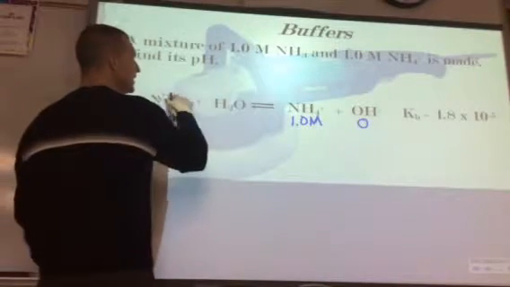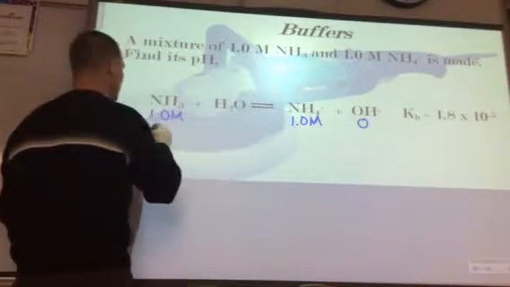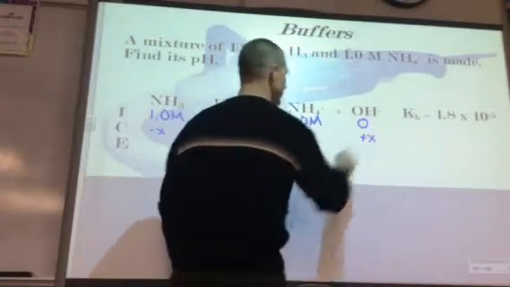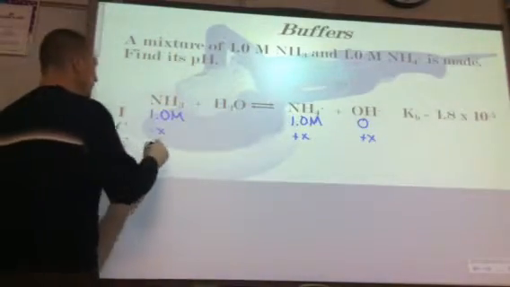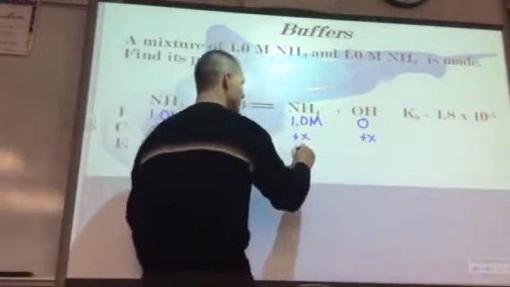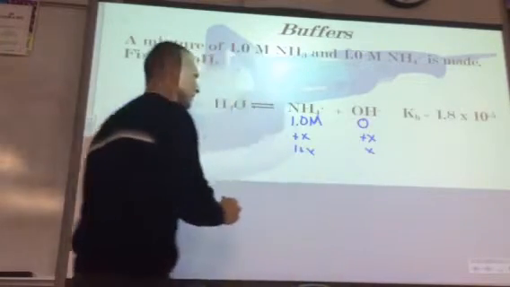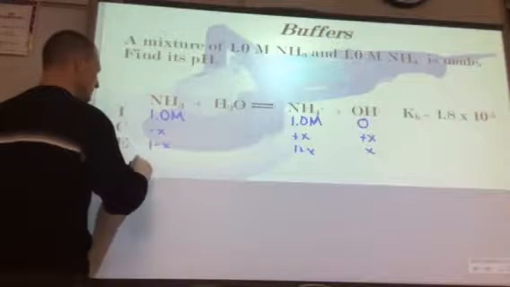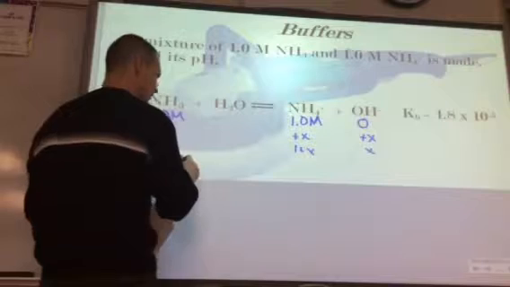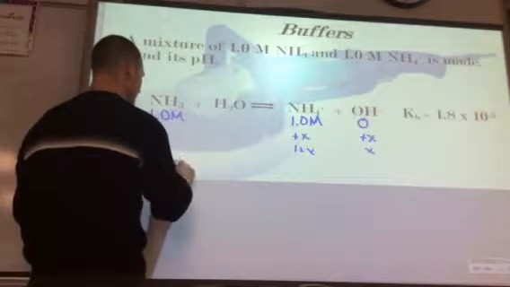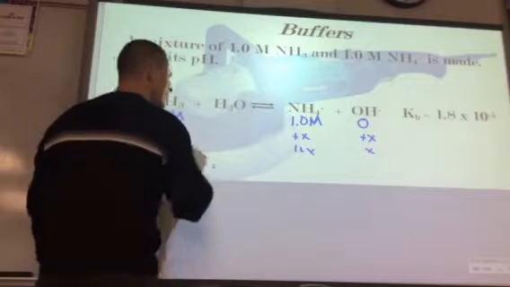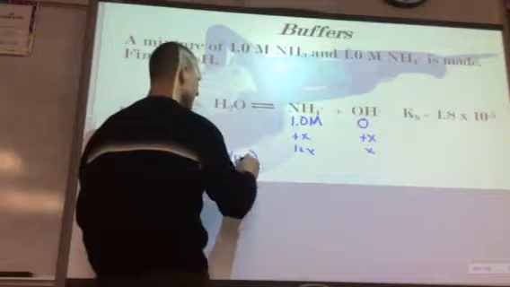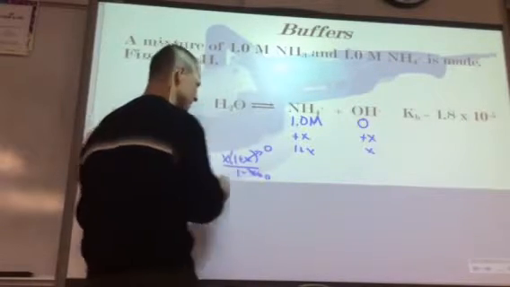So as this NH3 works as a base, it shifts to the right, and it goes down by some amount x, and that goes up by x, so does that. So in equilibrium we have 1 minus x, 1 plus x, and x. Kb is 1.8 times 10 to the negative fifth. And that's equal to x times 1 plus x over 1 minus x. And we've done enough of these. There's no big surprises anymore.